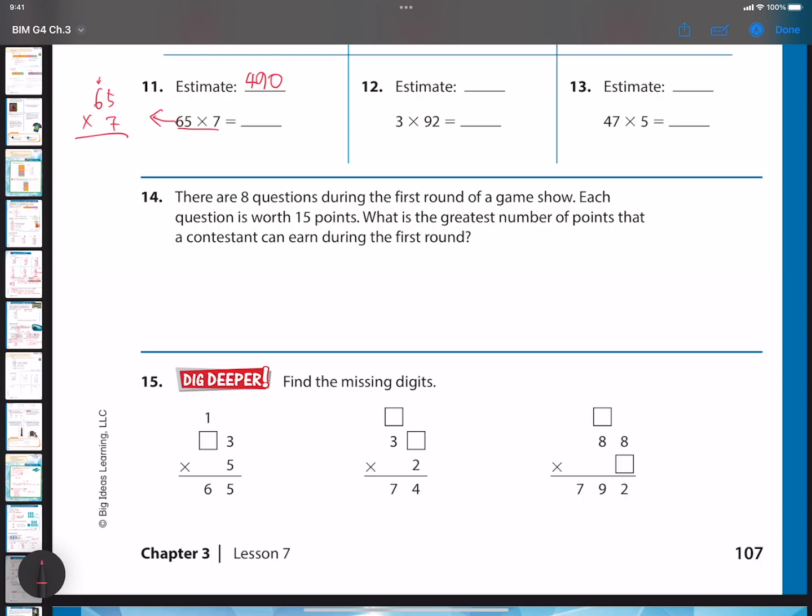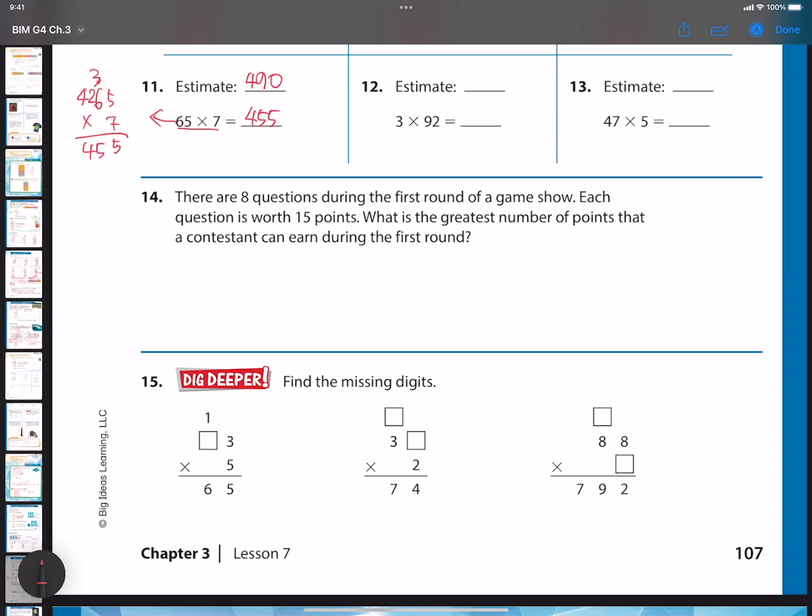And let's find out the exact product. 7 times 5, 35. Carry 3, right? And 6 times 7, that's going to be 42. So when you add them together, 42 plus 3 is 45. So the answer is 455. So your estimation and your actual product are close enough. So your product is reasonable. All right, now let's move on to number 12.